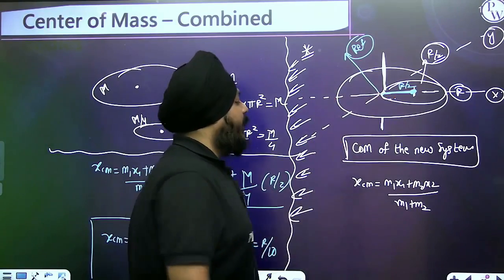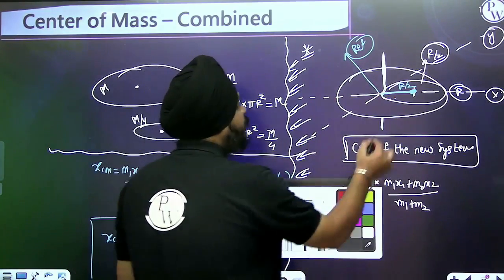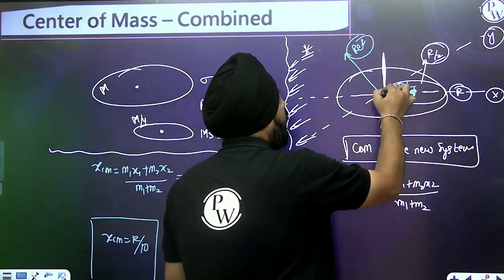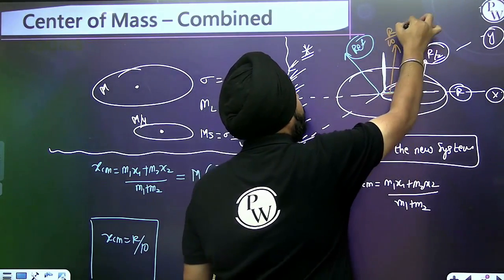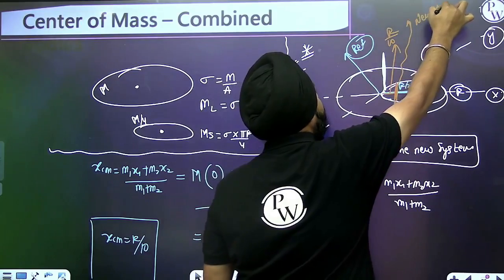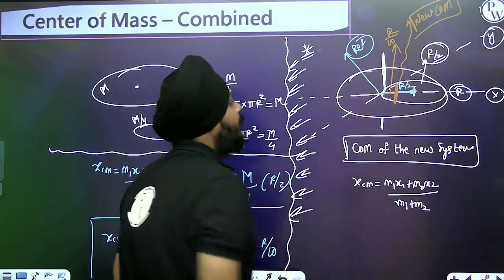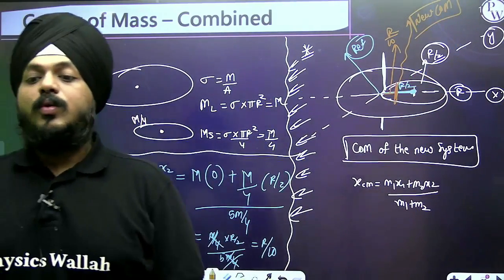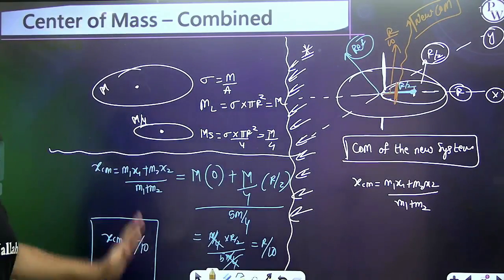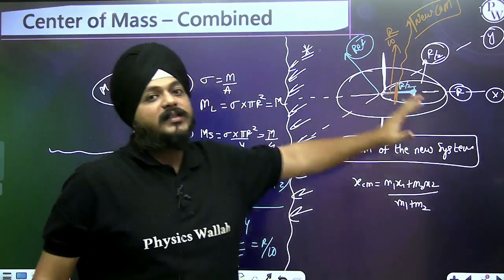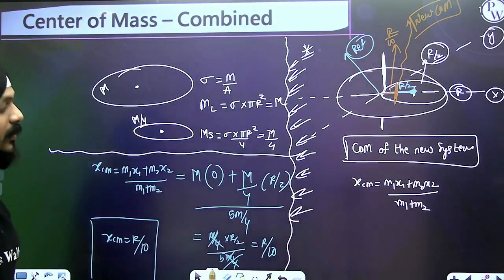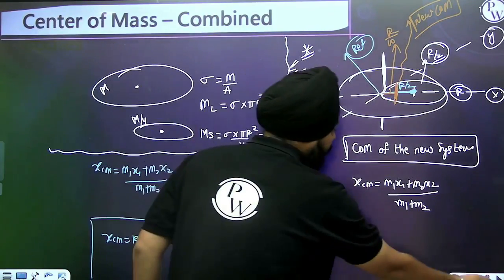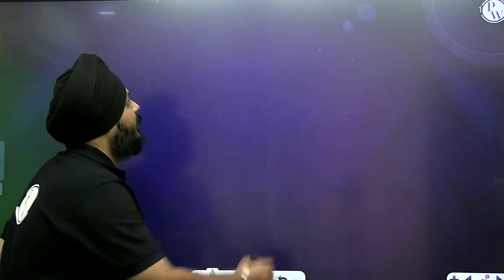From this, the center of mass got shifted to r by 10, and this will be the new center of mass of the system. This is how the center of mass for combined bodies is calculated. We are going to see some more sums also, don't get worried. Now let's move on to the next example.